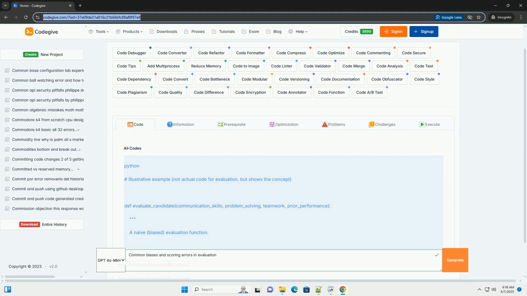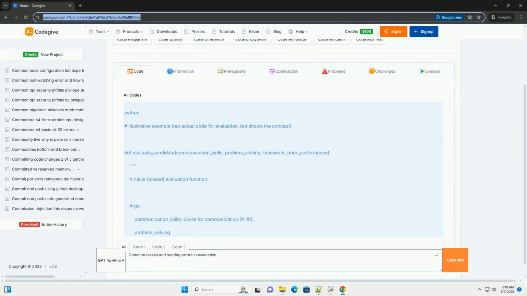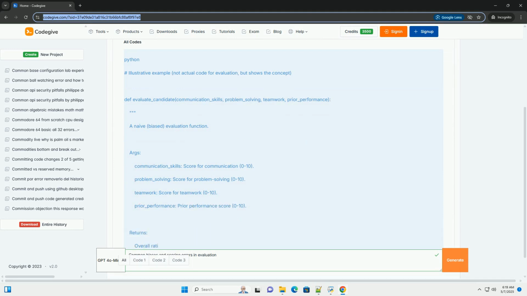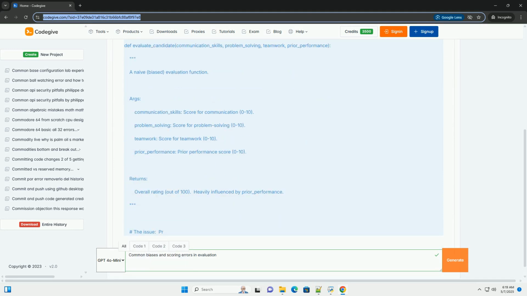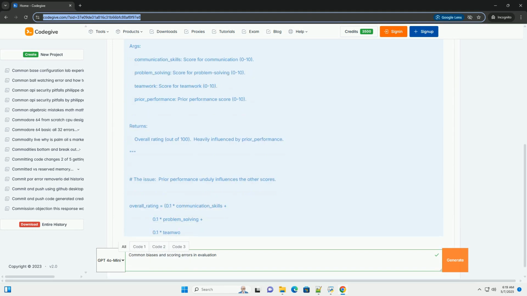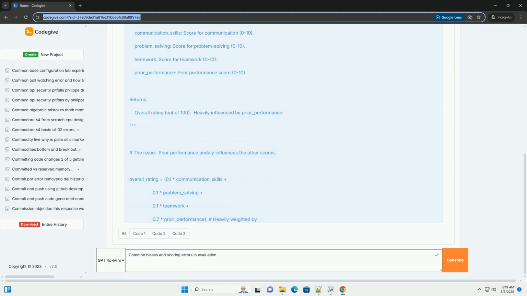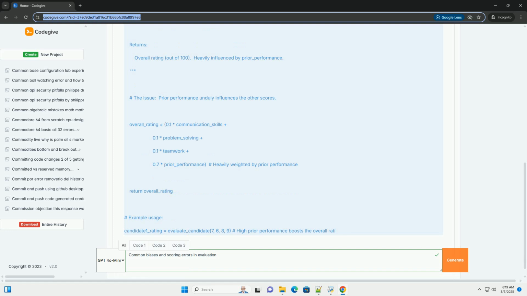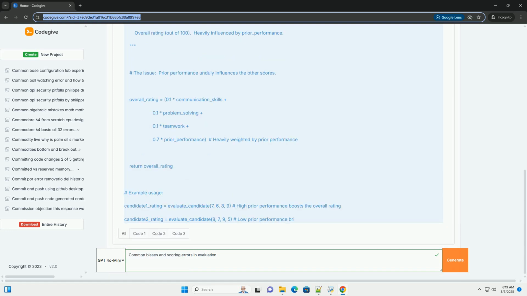OK, let's dive deep into common biases and scoring errors in evaluation. This is a crucial area for anyone involved in assessing performance, whether it's in academic settings, performance reviews in the workplace, or even in judging competitions. Understanding these biases helps us strive for fairer and more accurate evaluations.